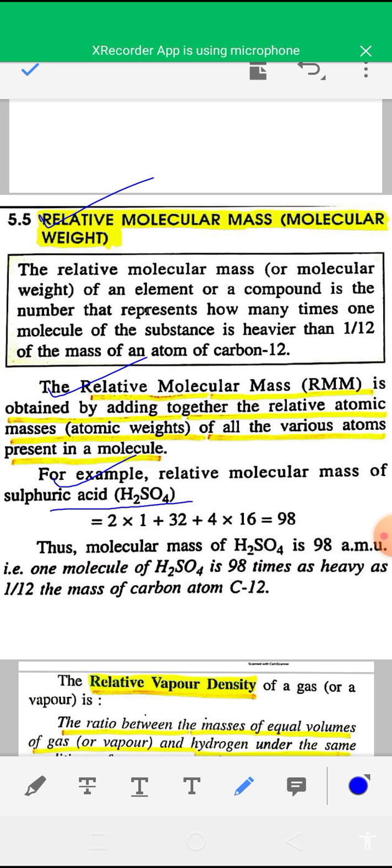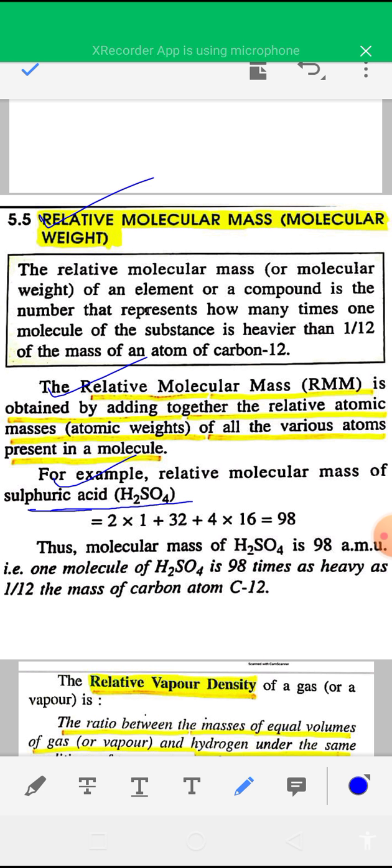What is the molecular mass of sulfuric acid? You know, the atomic mass of hydrogen is 1, the atomic mass of sulfur is 32, and the atomic mass of oxygen is 16. In one molecule of sulfuric acid, two hydrogen atoms are there, one sulfur atom and 4 oxygen atoms. So what is the relative molecular mass or molecular weight of sulfuric acid?